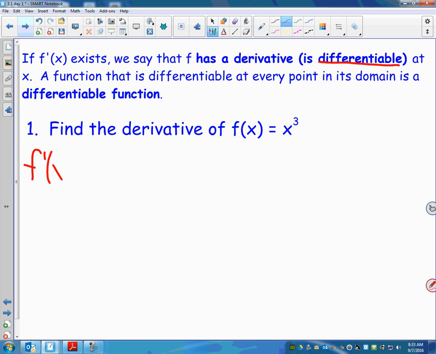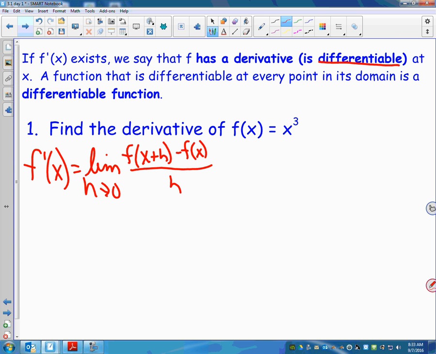So f prime of x, I'm going to write it all out. The limit as h approaches 0 of f of x plus h minus f of x all over h. And my function here is x cubed. So I would get x plus h cubed minus x cubed all over h.